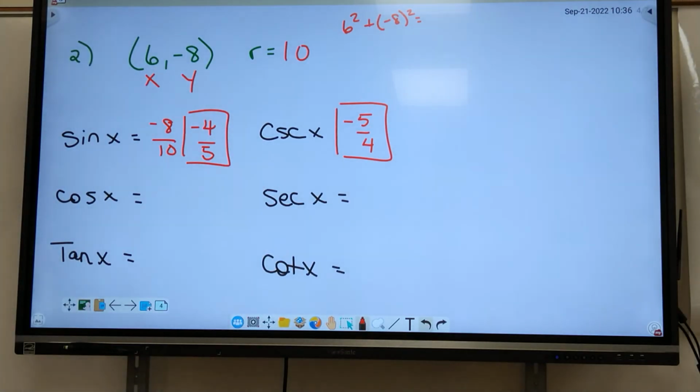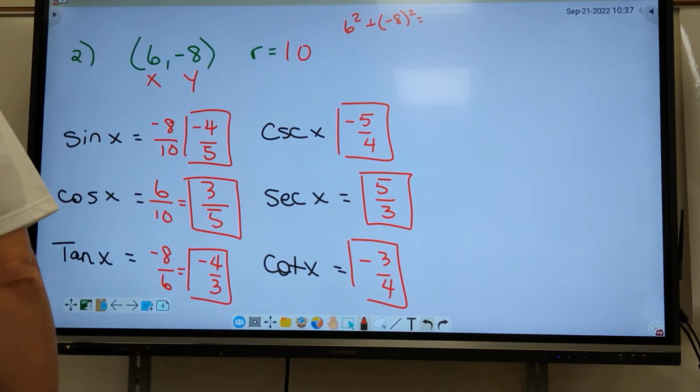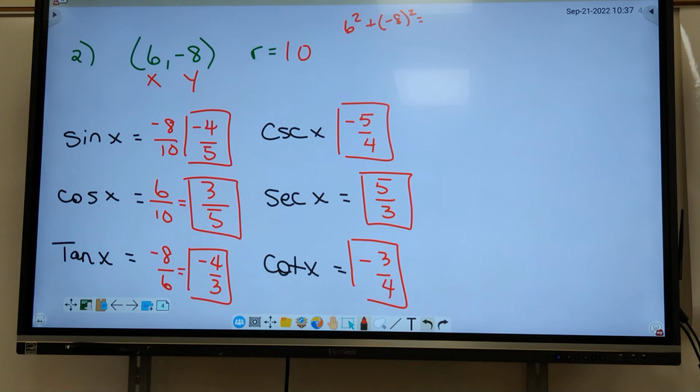All right, do the next one. You should be able to finish the last four. All right. We're good on number 2. I guess I got lazy. It actually has them down on the bottom.